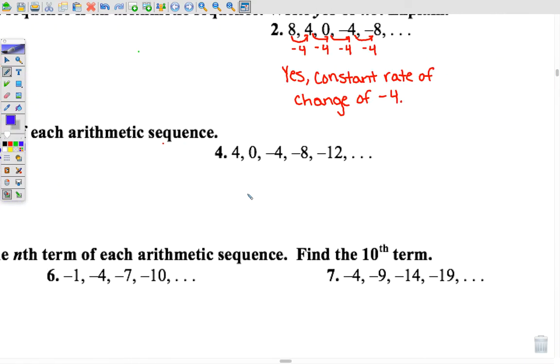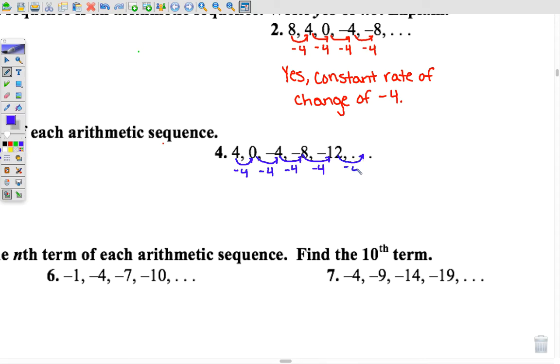So number 4, okay, I see that my numbers are going down because they're getting smaller since they're going in the negatives. So I've got to find what my common difference is. So from 4 to 0, I subtract 4. 0 and negative 4, I'm subtracting 4. Negative 4 to negative 8, I'm subtracting 4. Negative 8 to negative 12, I'm subtracting 4. So I've got to keep this pattern going, and I've got to do this 3 times.